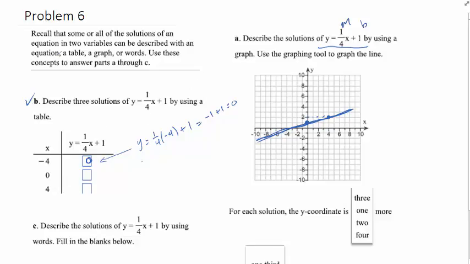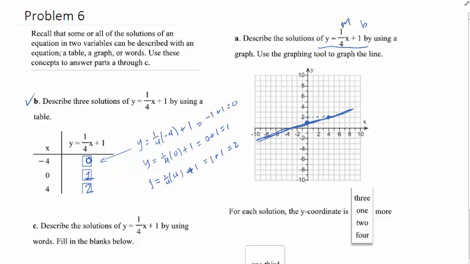Our second one, let's put 0 in for x. So 0 times anything is 0. We have 0 plus 1 is equal to 1, so this is just a 1. And then let's put y is equal to 1/4 times, let's put a 4 in for x. So 4/4 is 1 plus 1. Oops, this is a plus. 1 plus 1 is 2. And so this y value is 2.